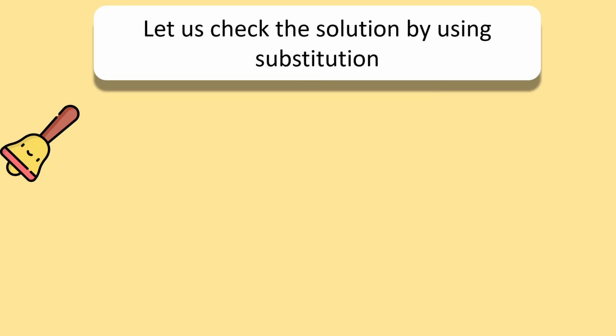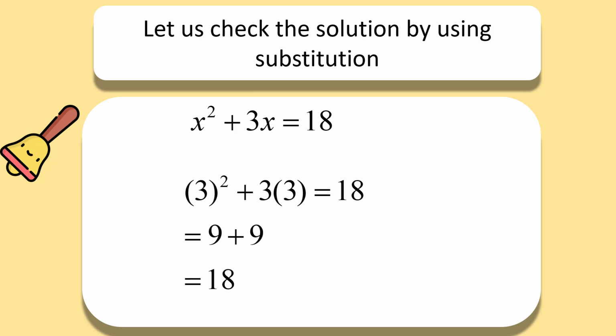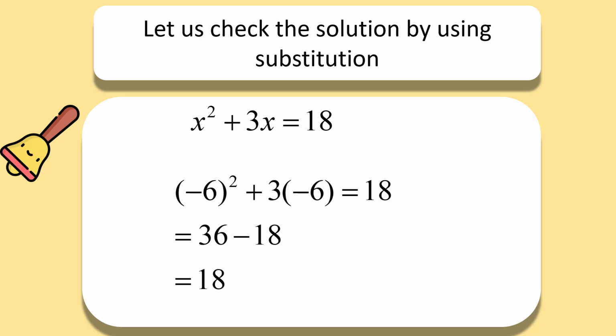Let us check the solution by using substitution. So, if x is 3 and we substitute 3 for x, we'll have 9 plus 9 and that is equal to 18. So the left side is equal to the right side. Let's try the second solution. If x is negative 6, then negative 6 squared is 36 minus 18 and that is equal to 18. So the left side is equal to the right side and x has got two solutions.